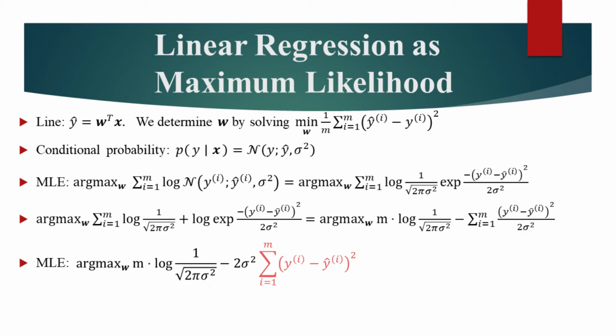Basically what we have now is we are subtracting the summation from a constant. To maximize this whole thing, we would have to minimize the summation. If we compare this summation with the summation for the mean squared error, we will see that they are the same. Hence, the resulting weights will also be the same.